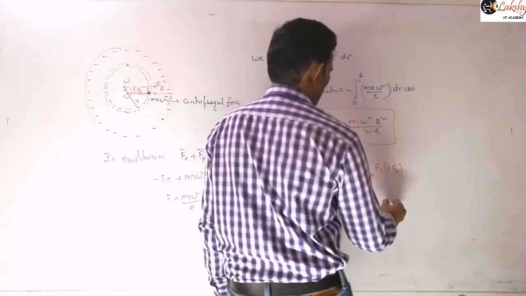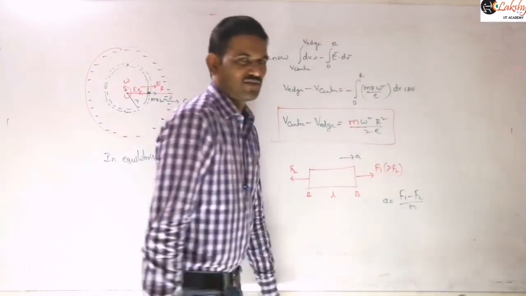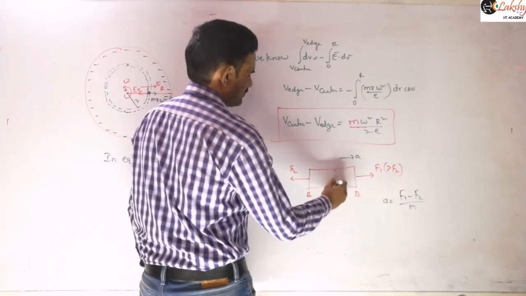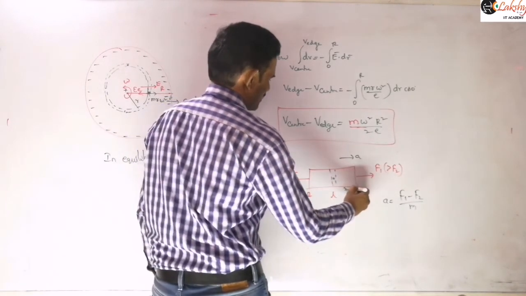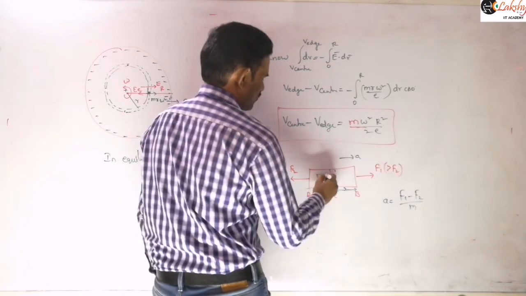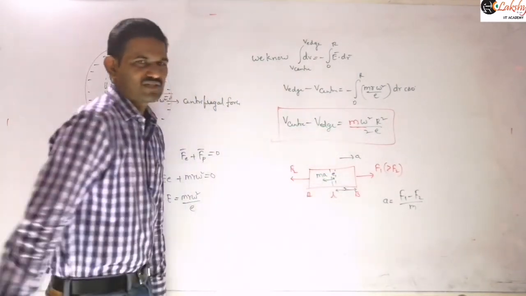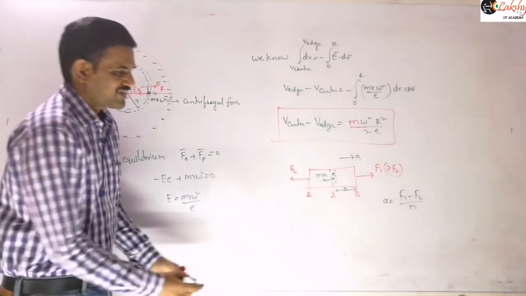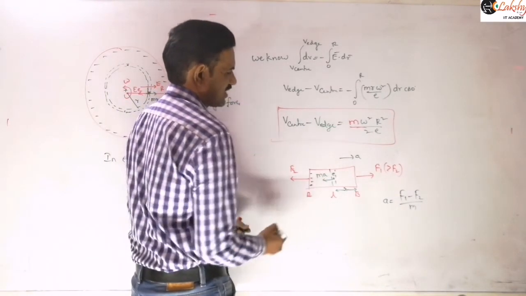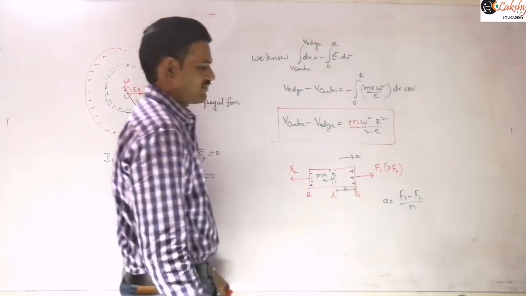So that acceleration you can write as a = (F1 - F2)/M. Because of that acceleration, if I consider an electron at a distance of x from this end, this electron is experiencing some pseudo force along this direction. Because of that pseudo force, the free electrons will accumulate at this end A, and a deficiency of electrons will be there at the other position.